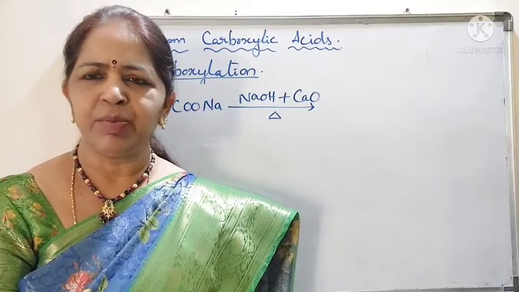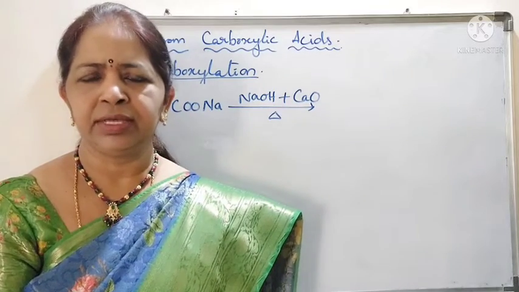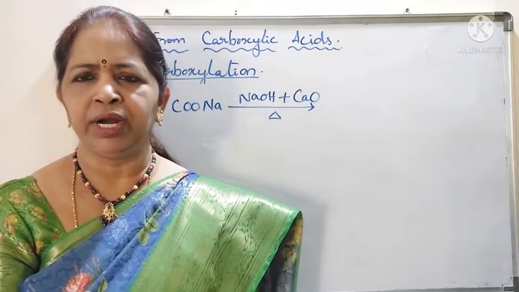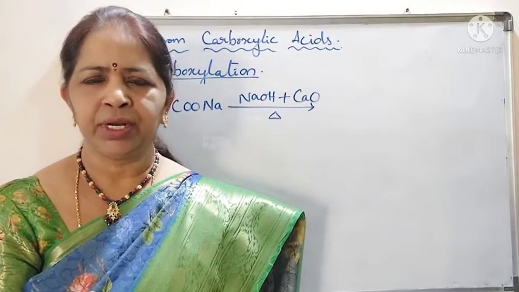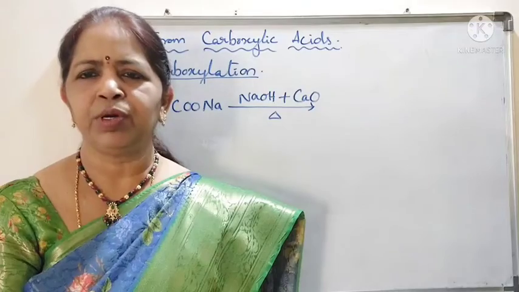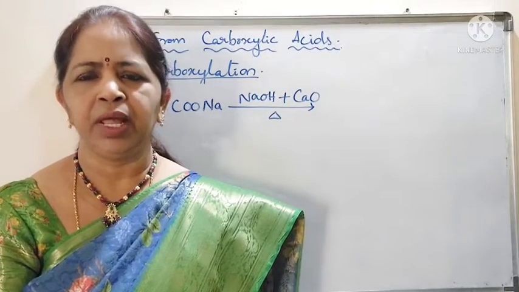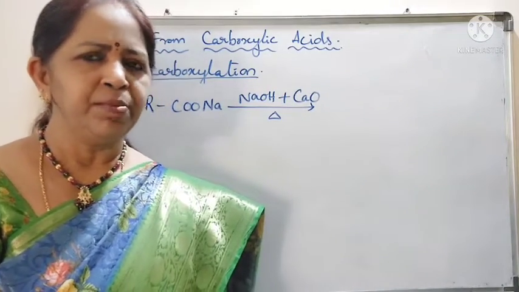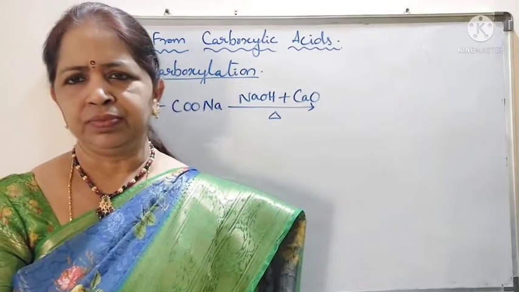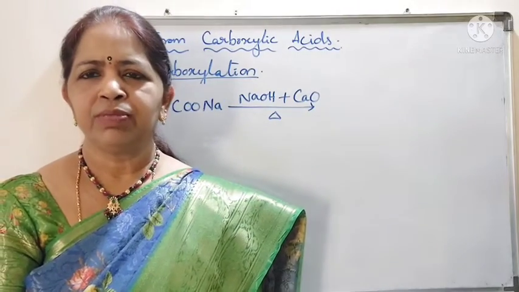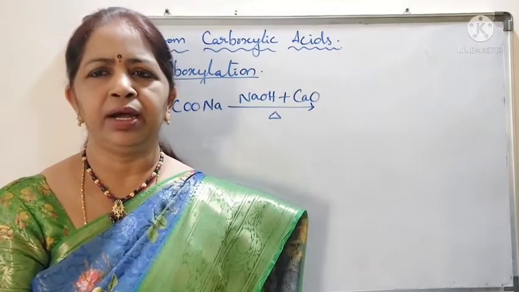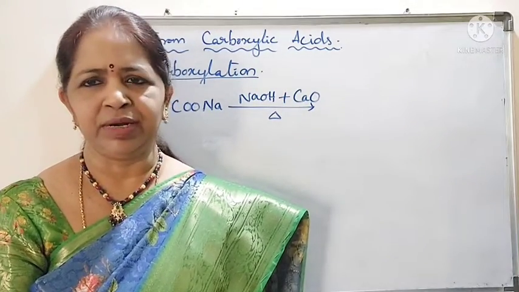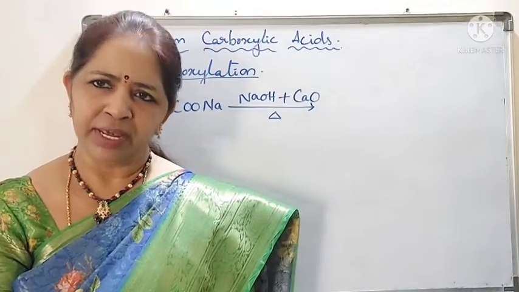Today let us see the remaining methods of preparation of alkanes. In my previous video I uploaded the preparation of alkanes by using Wurtz reaction, and I discussed the intramolecular Wurtz reaction. Now let us see the remaining method, that is from sodium salts of carboxylic acids: decarboxylation and Kolbe's electrolysis method. First one is decarboxylation.